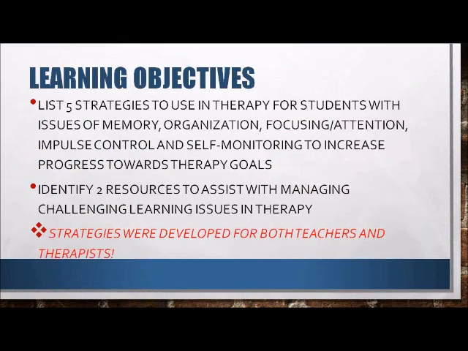Okay, so our learning objectives: for ASHA we have to have learning objectives to get our CEUs, and that you would get 5 more strategies. Actually, I'm hoping that you'll get a lot more than 5, but at least one new strategy for each of those areas that we're talking about that would help you increase progress towards therapy goals with your students. And then that you could identify 2 resources that would assist you. I have a really good book I'll mention at the end, and some articles that I'll mention throughout the presentation, and I will post those so that you have some resources to look at.